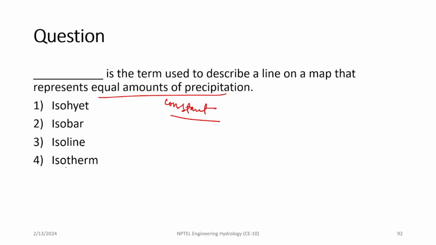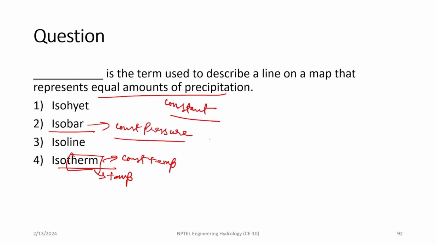So can you tell the meaning of isotherm? I think it's a graphical representation of rainfall. No, from the term itself you can get that it is related to temperature, a line of constant or equal temperature. Similarly, isobar is pressure, where constant pressure is there. This is just additional information. So yes, isohyets are the answer.